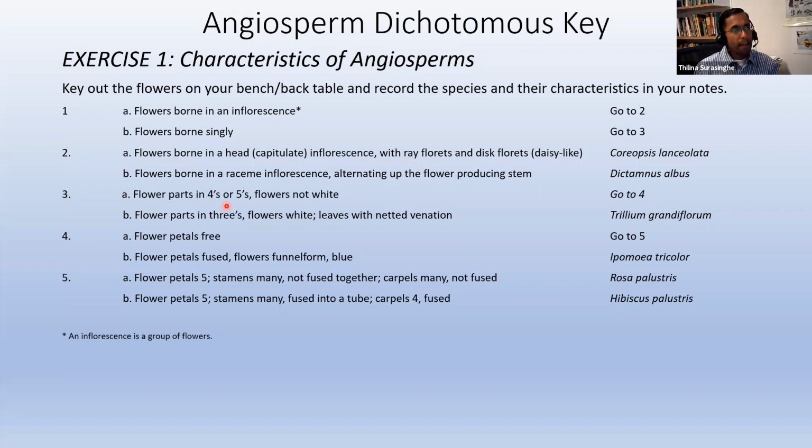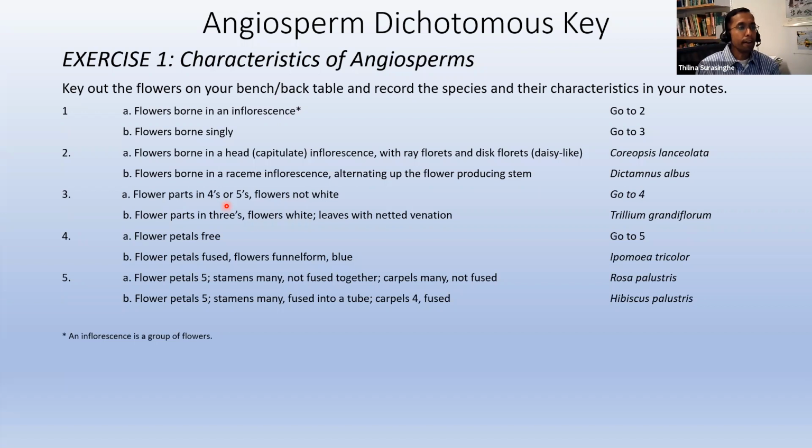1A, 1B. 1A, flowers borne in an inflorescence. 1B, flowers borne singly. Please, guys, interact with me. What is it for the first image? 2 or 1B? 3? Emily? I'll go to 3. You will go to 3, flowers borne singly. Of course, it's not an inflorescence. An inflorescence is when you have multiple tiny flowers in a single large structure. Yeah, we'll go to 3.